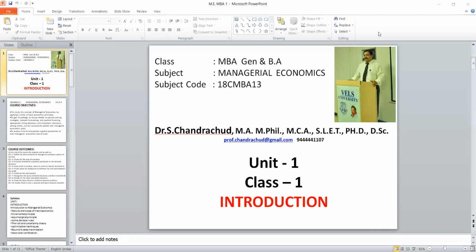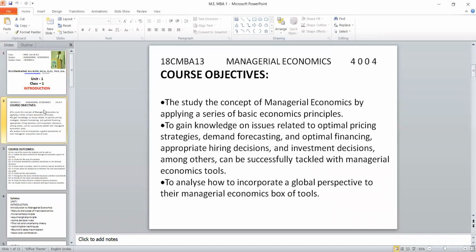Actually, it is available on your website itself, but still, why do we study this particular managerial economics? This is the objective. We should have some basic idea about the economic principles, and we should know how to forecast the demand, how to finance it, and how to take appropriate decisions. All these things are the main objective for this subject.